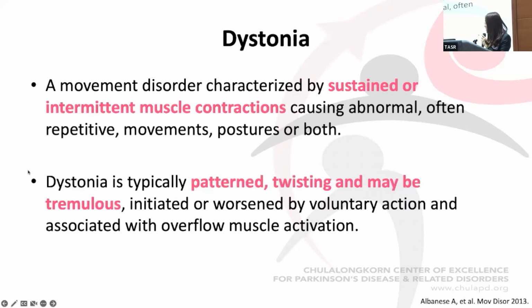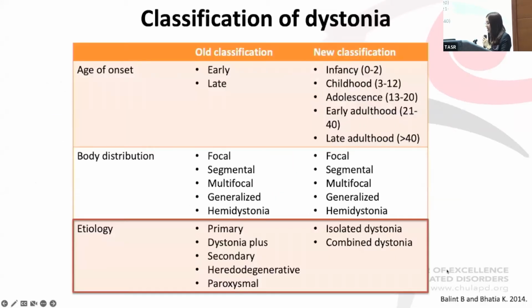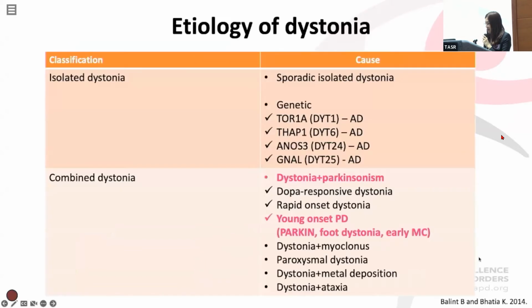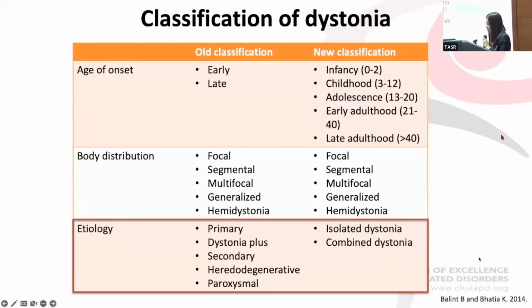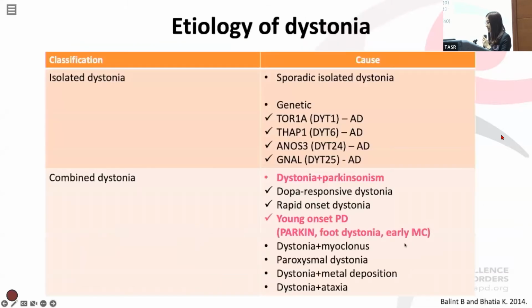So this patient has dystonic gait, and we approach the etiology of dystonic gait in the same way as dystonia. It can be classified based on age of onset, body distribution, and also the etiology. You see here that I compare the old classification and new in this table, and the old one is easier to remember and approach. The etiology can be divided into isolated and combined dystonia in the new classification, as you see in the red box. And the etiology of isolated and combined dystonia are subdivided as shown.